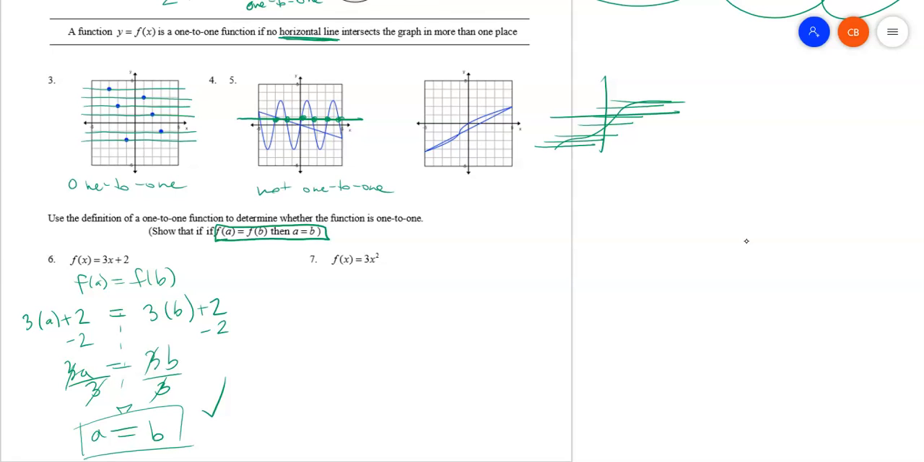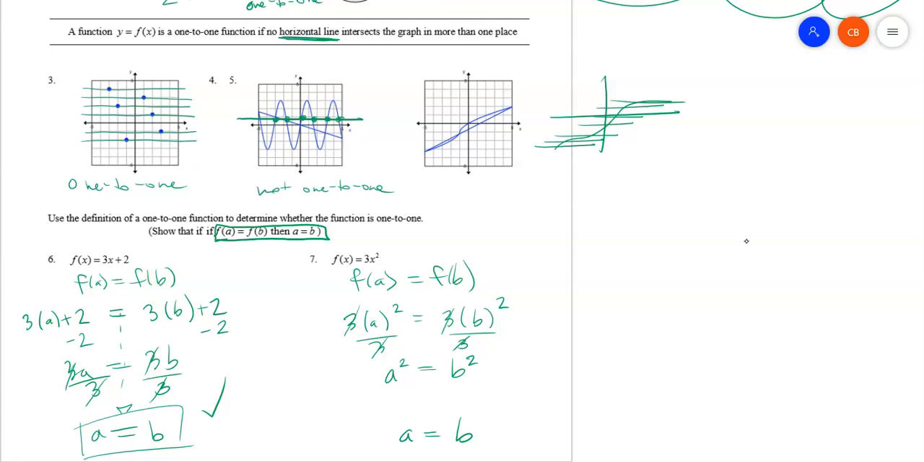What about the one for number 7 though? We want to start the same way. We're going to set f of a equal to f of b and see if we can arrive at this kind of statement, a equals b. First we plug in a for x. It will go 3a squared, and then f of b will be 3b squared. Now we can divide both sides by 3. It looks like we're getting somewhere with this. The 3's cancel. This one goes a squared equals b squared.